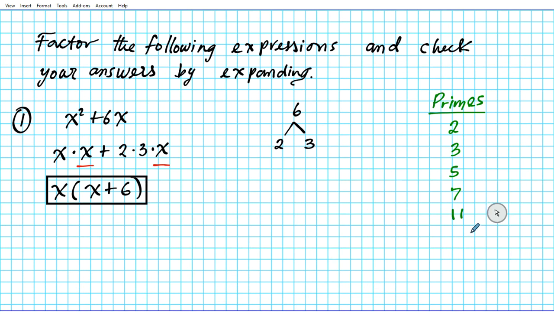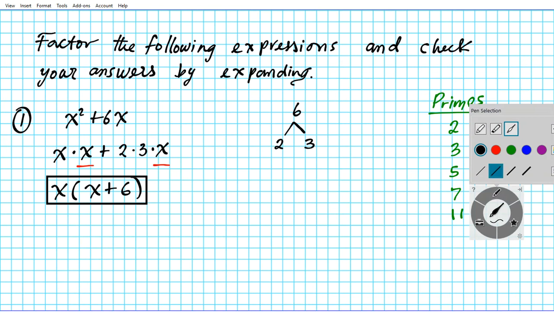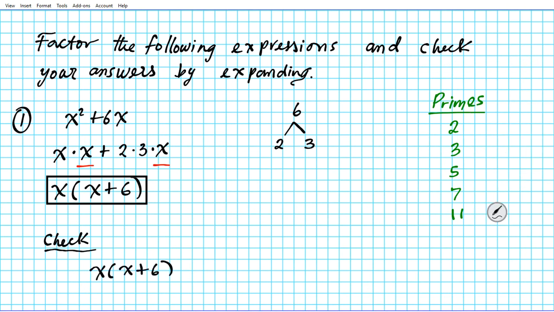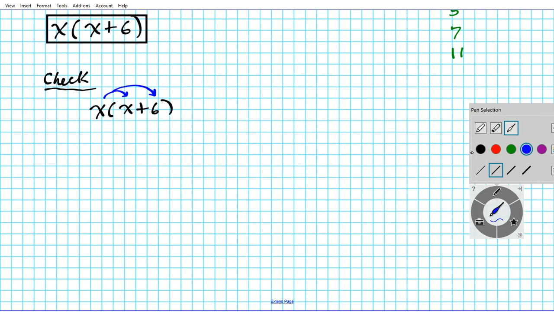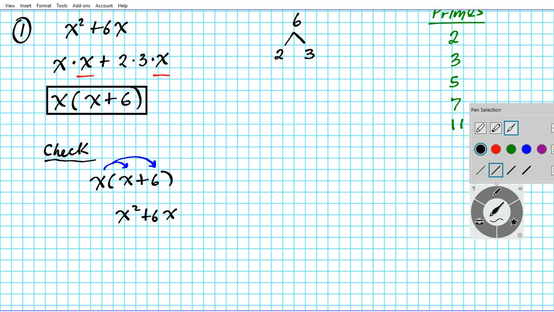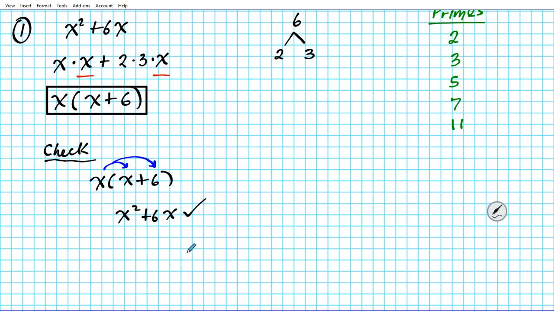Now let's go ahead and check to see if our answer is in fact correct. Okay, so we're going to check by expanding. So we have x times x plus 6. All we simply do here is distribute this x to x and positive 6. When we carry out our distribution, we're going to end up with x squared plus 6x. And this matches the original problem we were provided with, so we know for sure that our answer is in fact correct.